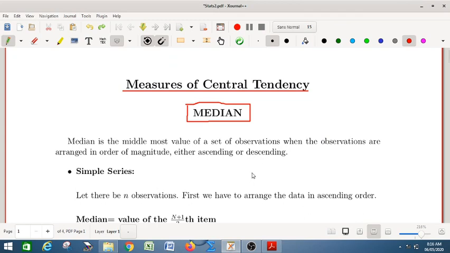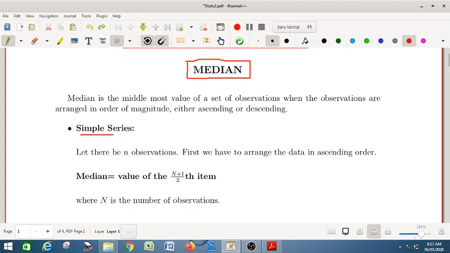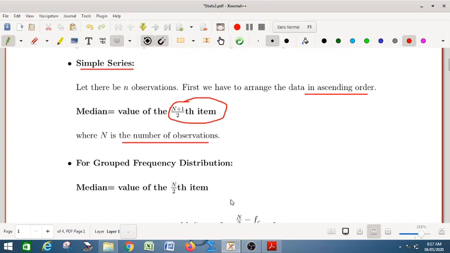Median is the middlemost item of the set of observations when the observations are arranged in order of magnitude. So actually median divides the whole observations into two equal parts. So let us see how median can be calculated for simple series. For simple series, we have to arrange the data in ascending order first. Then median is given by the value of the (n plus 1) by 2th item, where n is the total number of observations.